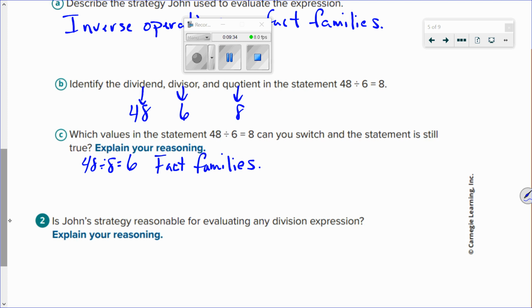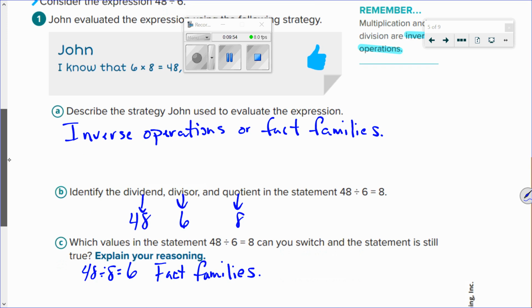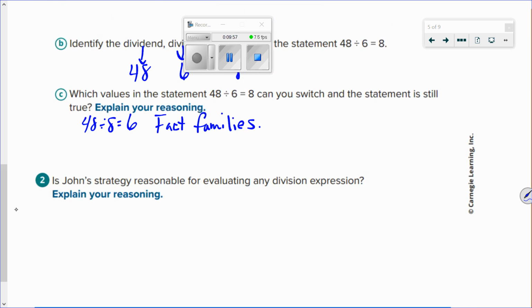Is John's strategy reasonable for evaluating any division expression? So you guys can look at it. He knows 6 times 8 is 48. 48 divided by 6 is 8. Will that work for anything? Yes, fact families are always true, guys. That's why they are fact families. Because they are facts. Fact families are always true. Once I have the fact family established, I can rearrange it any way I want to.